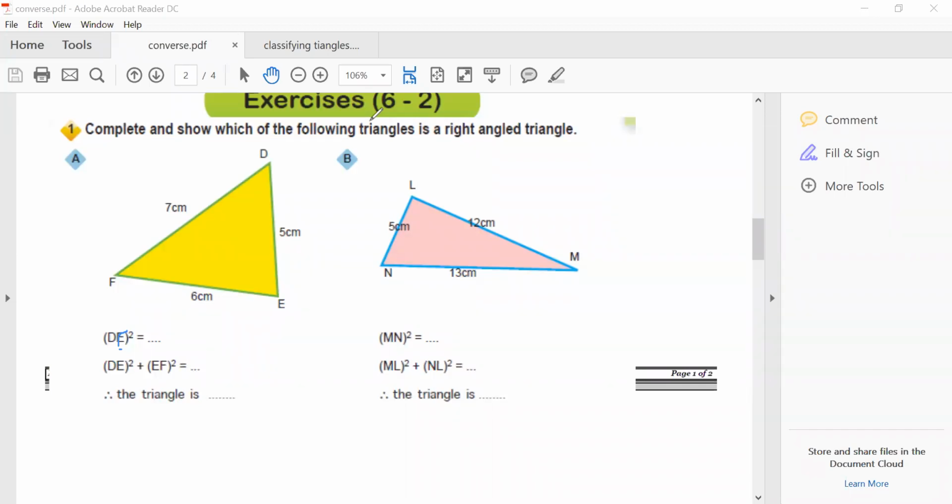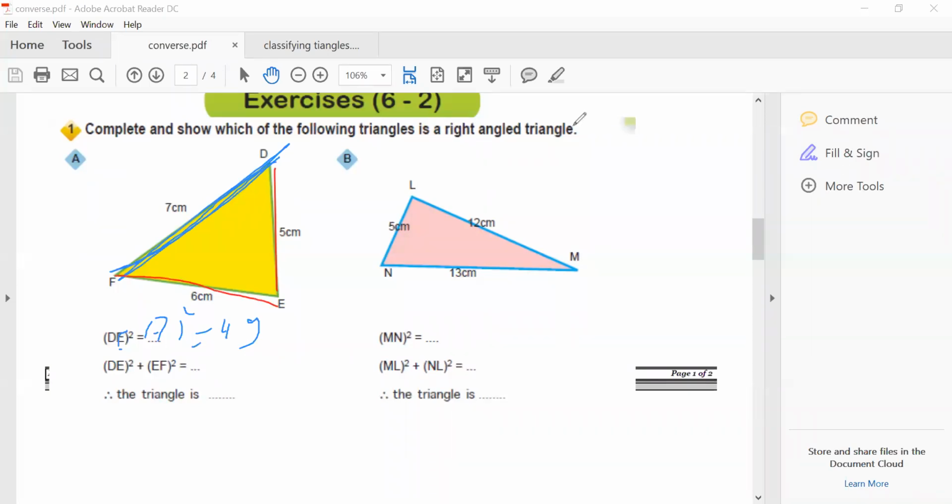Sandy. DF square. Yeah, DF square, because this is the longest side. Equals what? 49. 7 square equals 49. Okay, Yaro, we want DE square plus EF square, the other two sides.